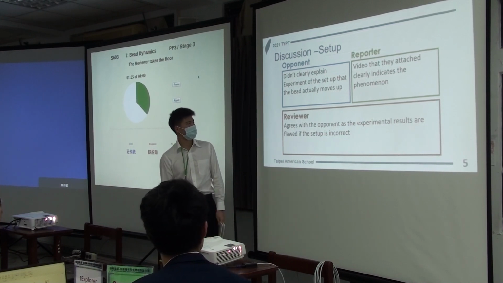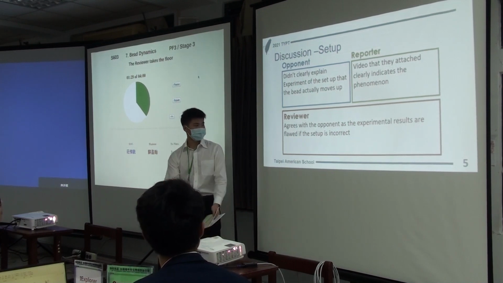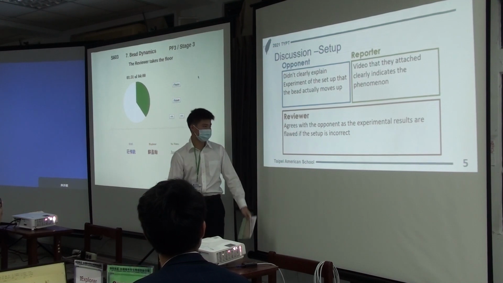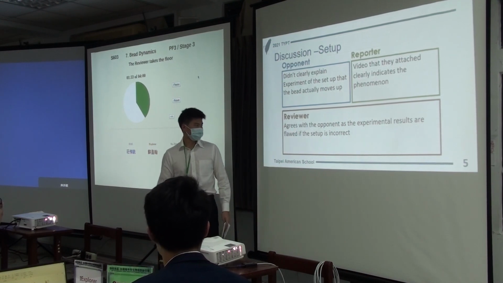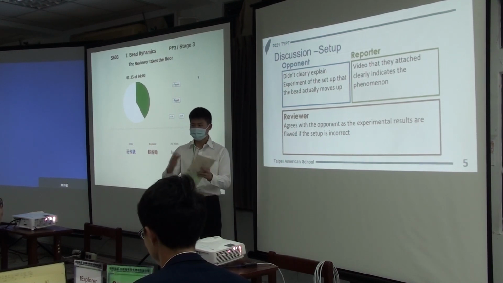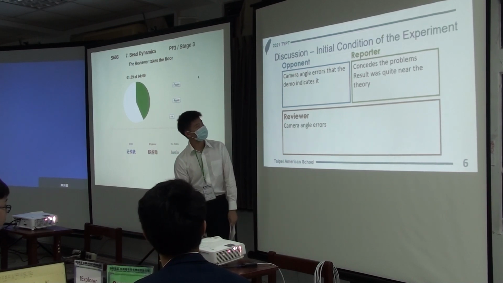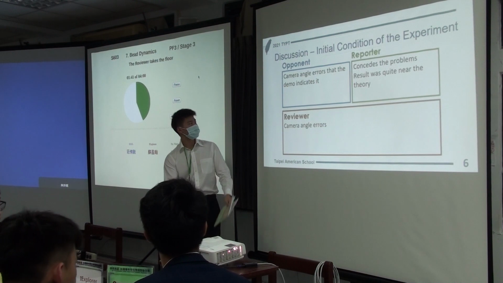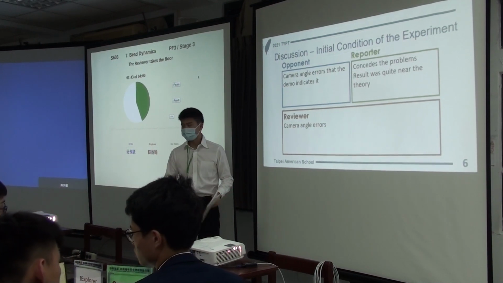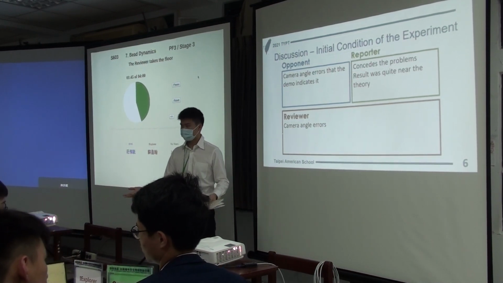One of the discussions they had was about the setup. The opponent said the reporter did not clearly explain the experimental setup, in which the bead actually moves up. I agree with the opponent in this case, because the experiment results are kind of flawed: it's tilted, it's off the axis, and so on. There's also the initial condition of the experiment, basically the camera angle, how it's set up, and all the experimentation errors.